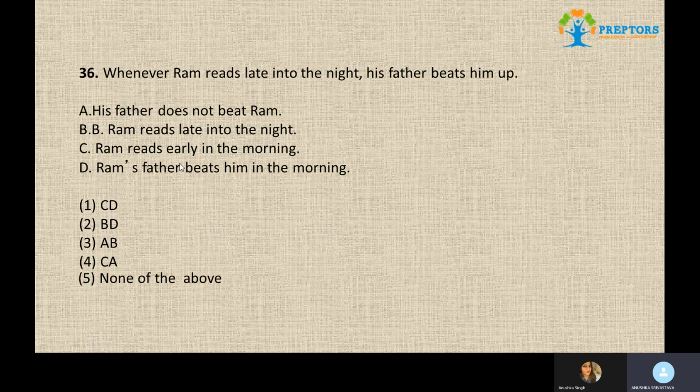Whenever Ram reads late into the night, his father beats him up. Reading late into the night is the cause, his father beating him up is the effect. His father does not beat Ram, that is A, which means Ram reads early in the morning? No. Since we don't have a negation of the cause, we take the answer as none of the above.